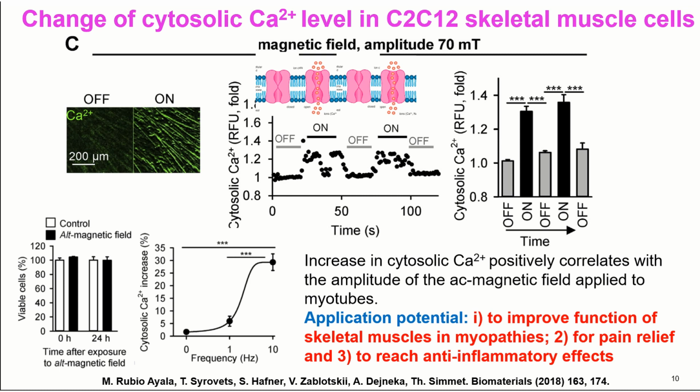Let's look at the calcium level as a function of time in the pulse regime of the magnetic field. When the field is switched on, the calcium level increases. When it is switched off, it returns to its initial level. The increase in calcium is significant and reaches 35%, depending on the field's frequency and amplitude.